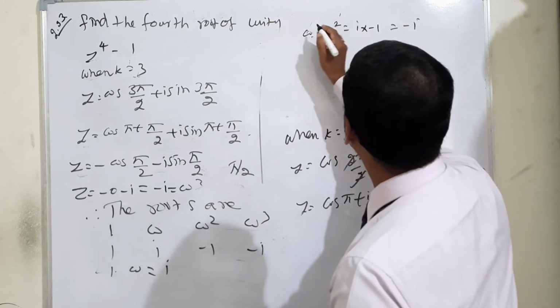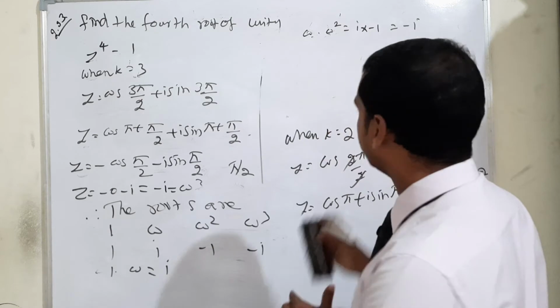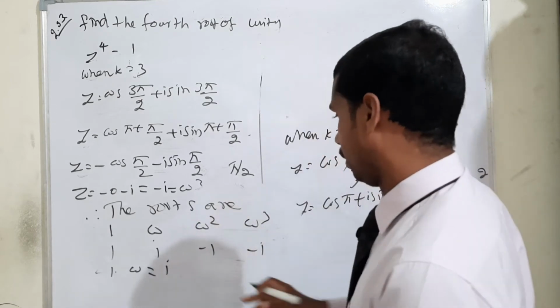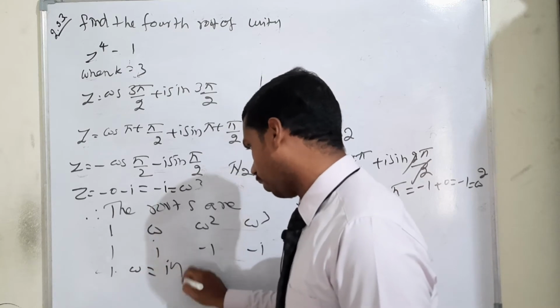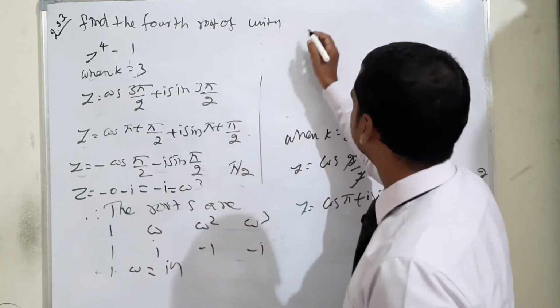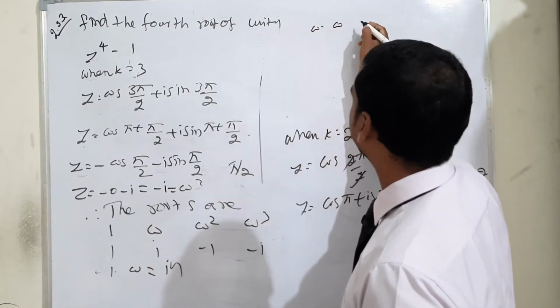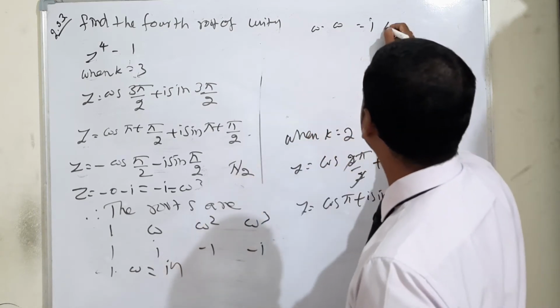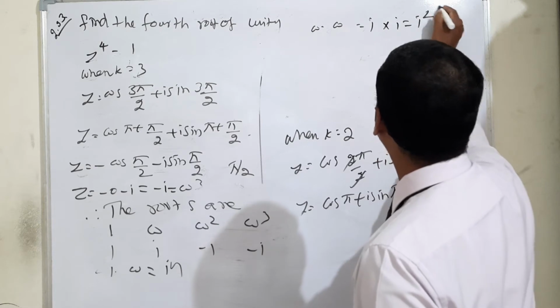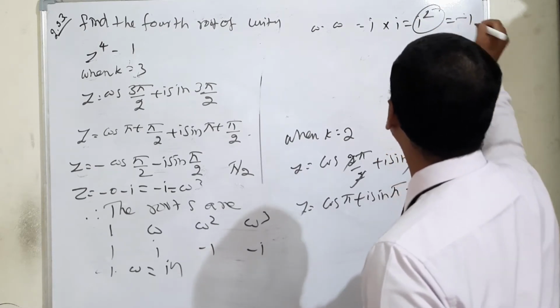Listen, my dear students. First condition: 1 into omega means omega. Omega value is i, we have proved. Next one, omega square. Omega square means omega into omega. Omega value is i, so i into i means i square will come. Already we know i square value will be minus 1.